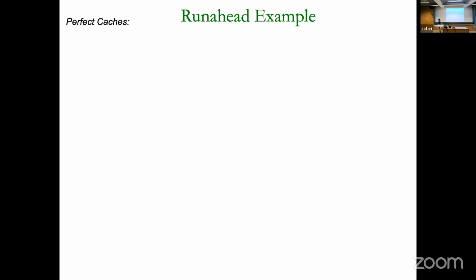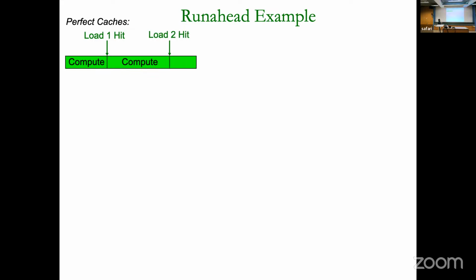So here is an example of the run-ahead thing. If you have a perfect cache, you have a compute and then you have a memory request. Here is a memory request hit. Life is good. You would keep on doing. Again, you have compute. After certain compute, you would again see a load request. It's a load hit. You would keep on doing.